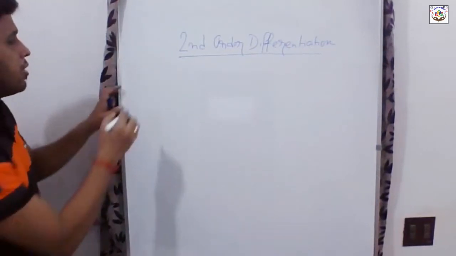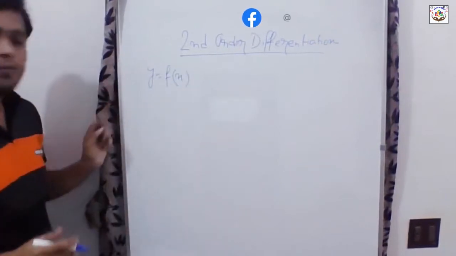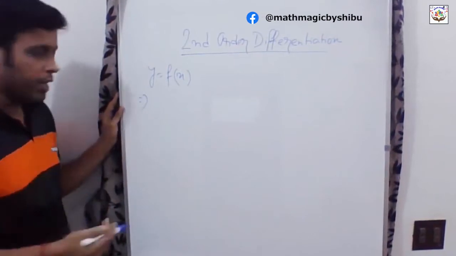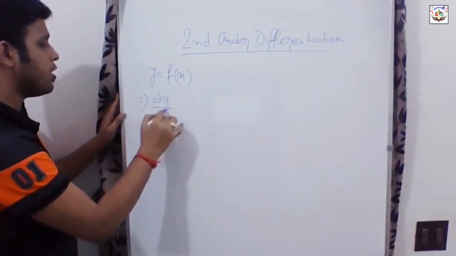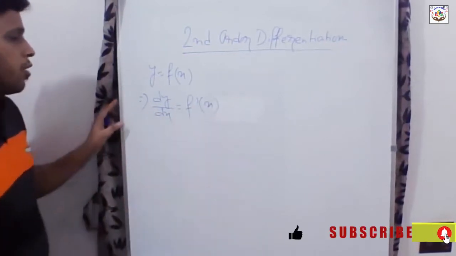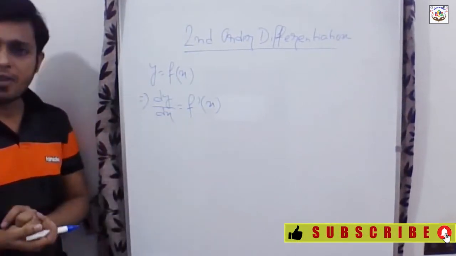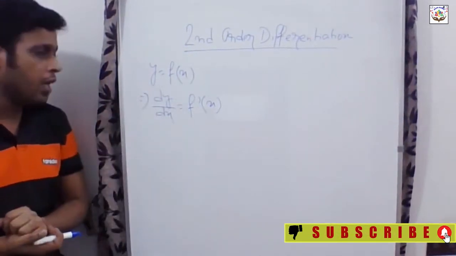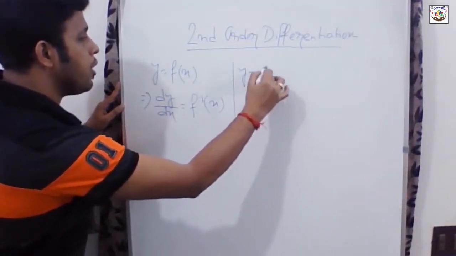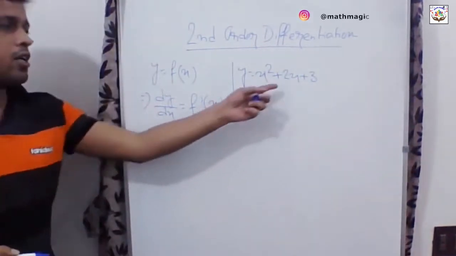Let me explain. Suppose you are taking y as a function. When you differentiate this function with respect to x, we can write dy dx equals f dash x. That means we have made one time differentiation of this function. Now consider this function as any real function, like y equals x square plus 2x plus 3. So we know this is a quadratic function.